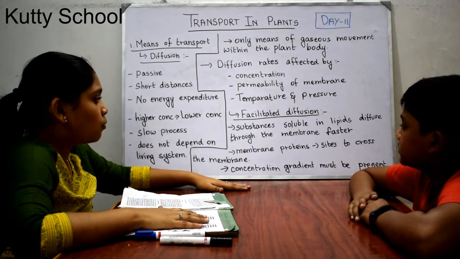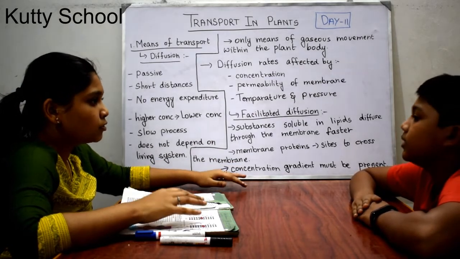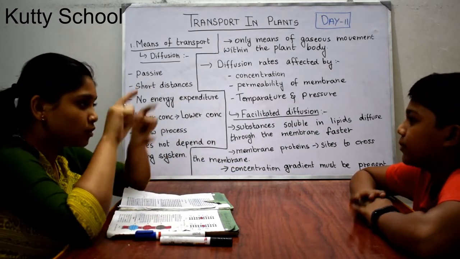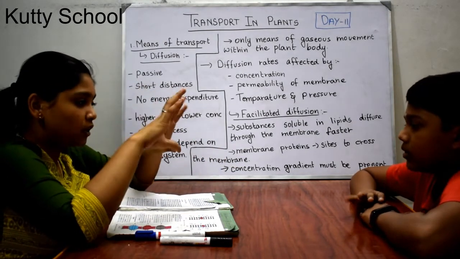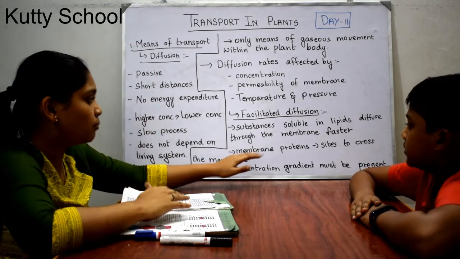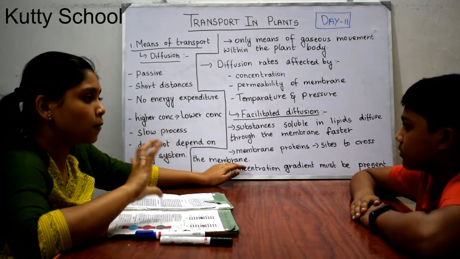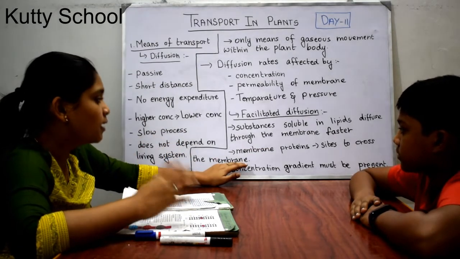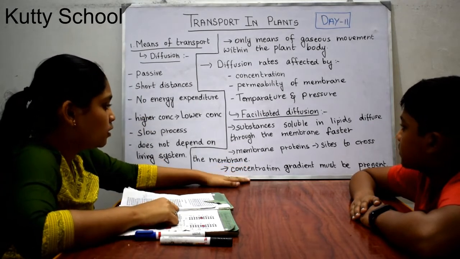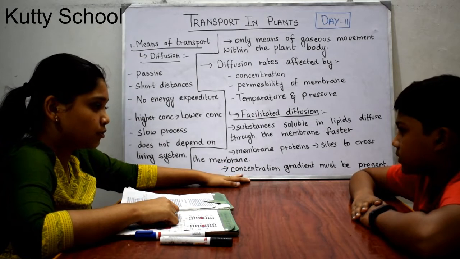But water is not lipid soluble. So it needs some membrane proteins, the proteins which are present on the membrane to facilitate this transport. Those substances which cannot pass through the membrane so easily can pass through these proteins. Okay. So a concentration gradient must be present here also, from higher concentration to lower concentration.